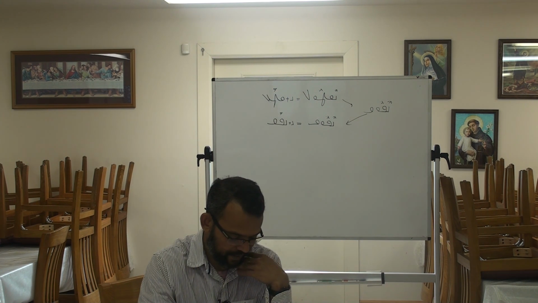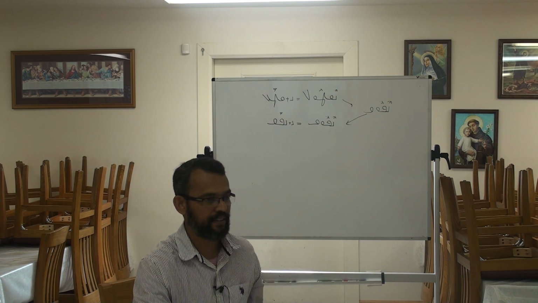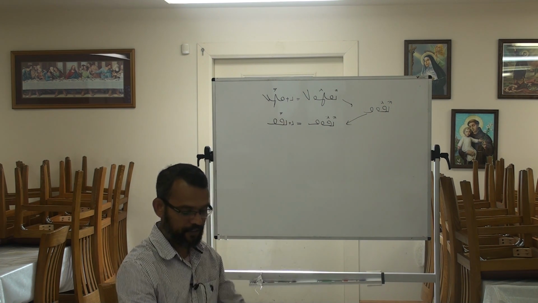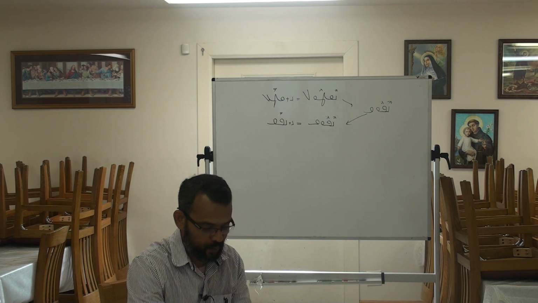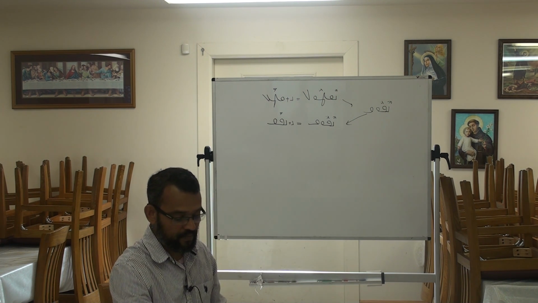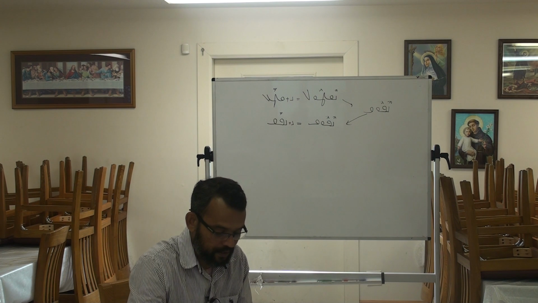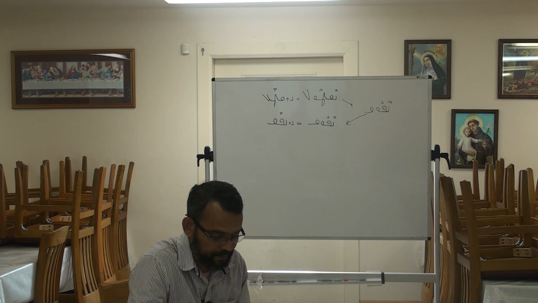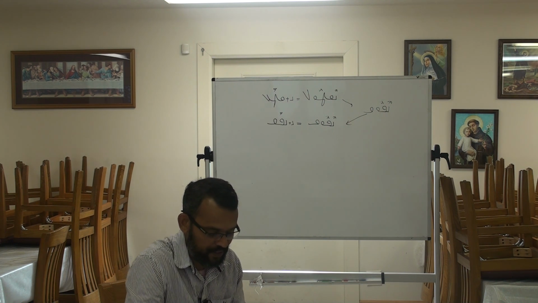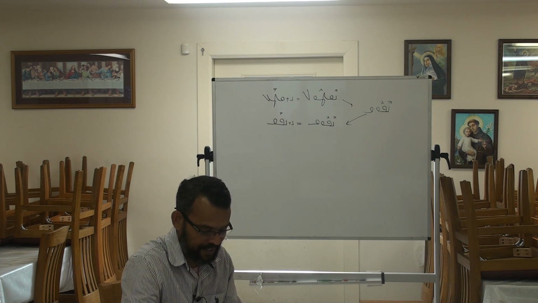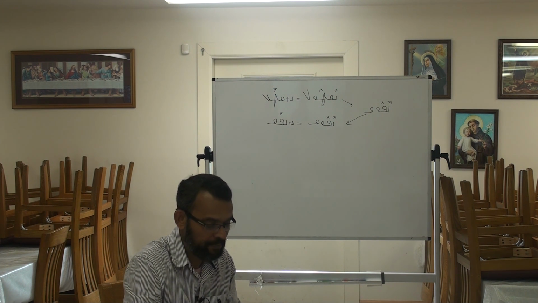Ekal, ekalat, ekalt, ekalt, ekalet. Same way as ktal. No difference. But here we have the A vowel for the whole paradigm, for both the past and the future.